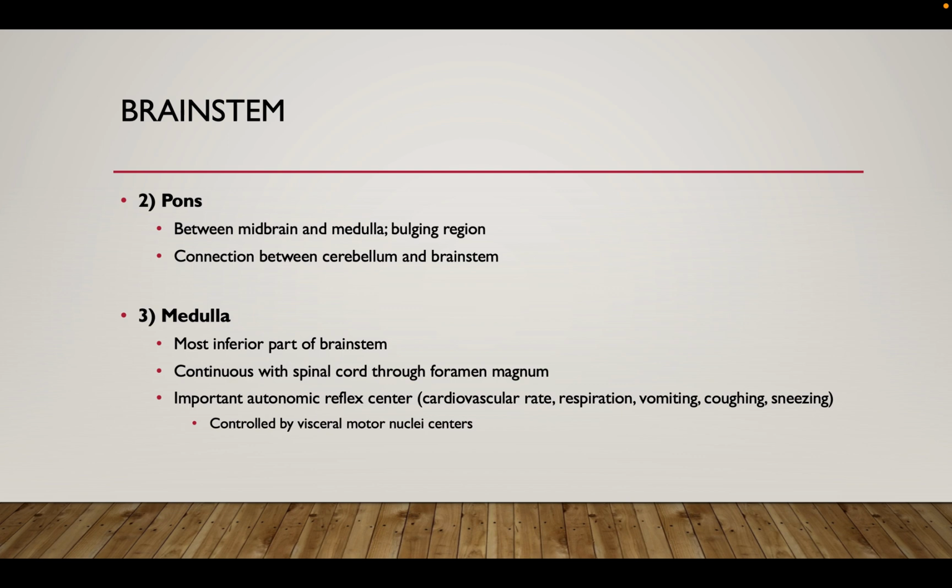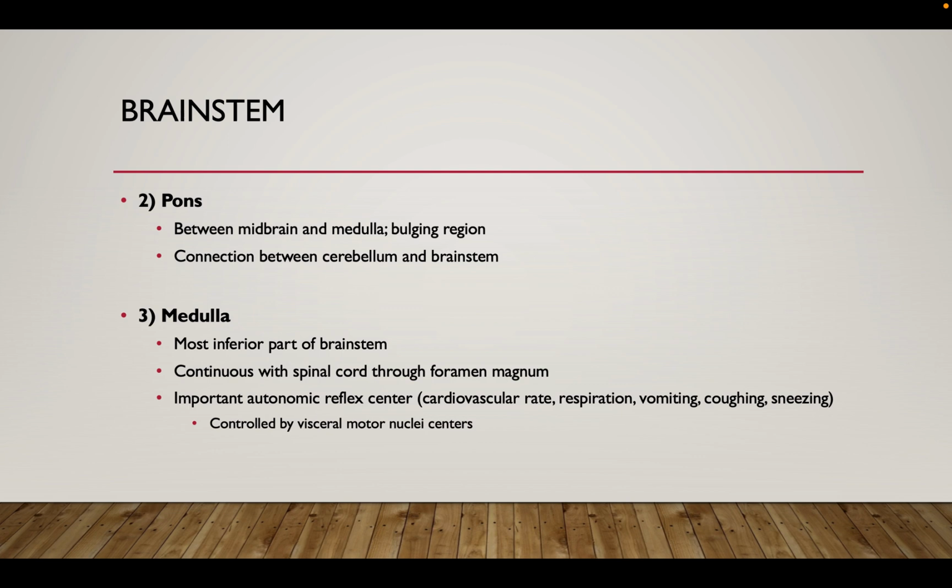It's going to be continuous with our spinal cord, and as it exits through the foramen magnum at the base of the brain, it's going to have the fourth ventricle kind of contained within it, so it'll make up the walls of the fourth ventricle. And it's going to be very important for a lot of our reflex activities that are autonomic in nature.